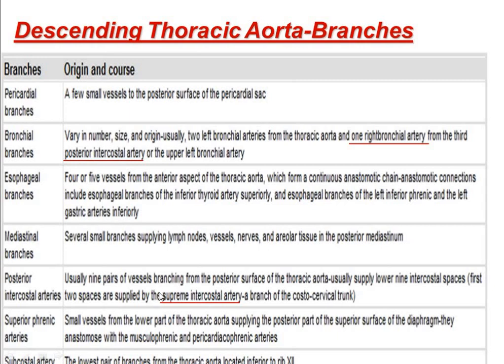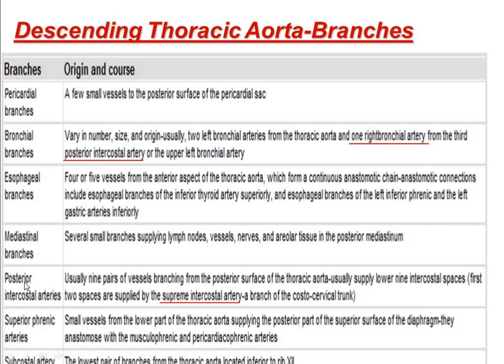Then also, it is going to continue as the abdominal aorta beyond the 12th thoracic vertebral level. So, after giving the subcostal artery, it also gives the blood supply to the superior surface of the diaphragm, which we call the superior phrenic artery. So, these are the branches of the descending thoracic aorta.